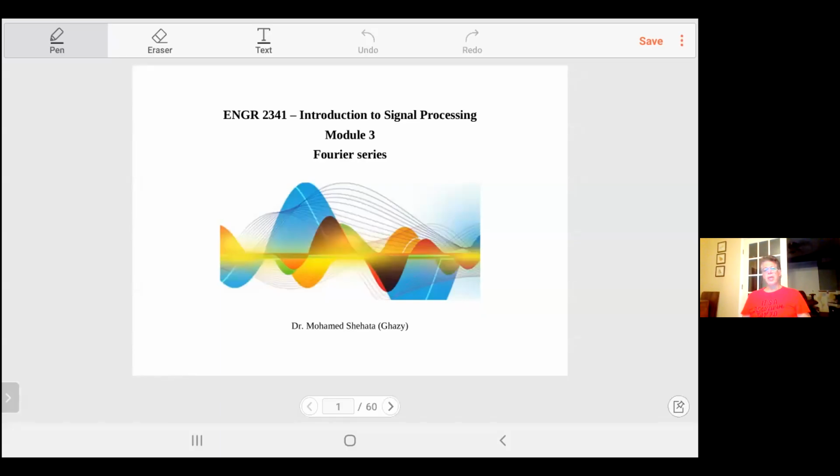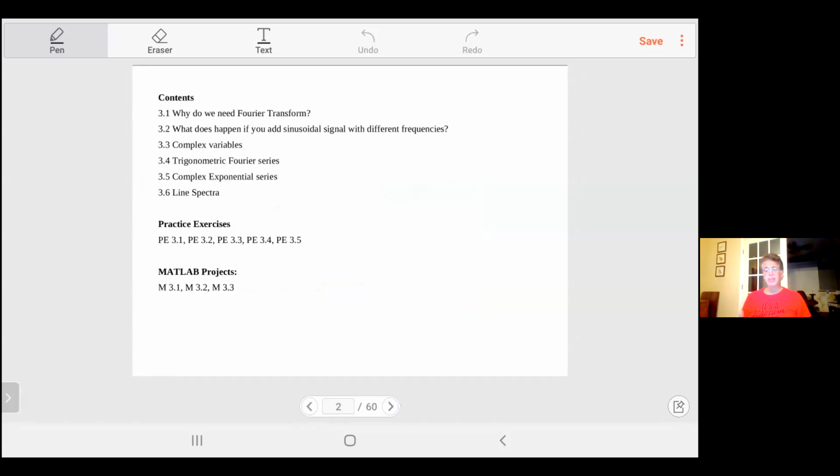Hi, everybody. We're going to start module 3, and that's Fourier series. As usual, I'd like to start any module with the application and why we are learning that before we start the math. So that's the topic we're going to discuss in this module.